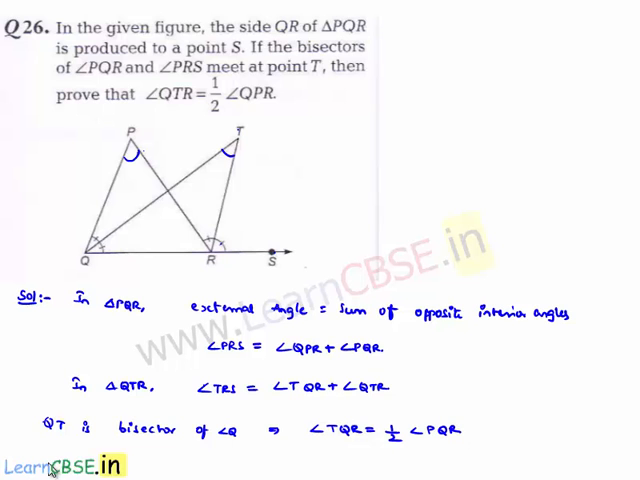and also we have TR is the bisector of angle PRS. Therefore we can say that angle TRP or angle TRS is equal to half times angle PRS.